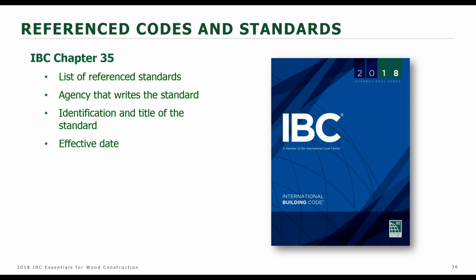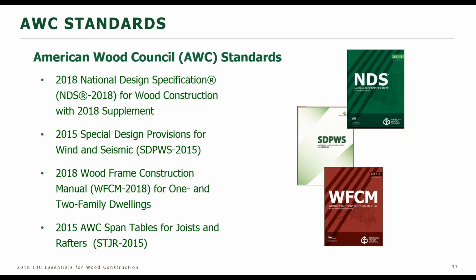Well, that's why the code references certain standards such as the AWC National Design Specification for wood construction. They're all listed in the back. There are material standards as well as design standards. The edition does make a difference. If you're using the 2018 code, you've got the 2018 editions of the American Wood Council design standards. Here they are listed. We'll talk about these as we go forward.